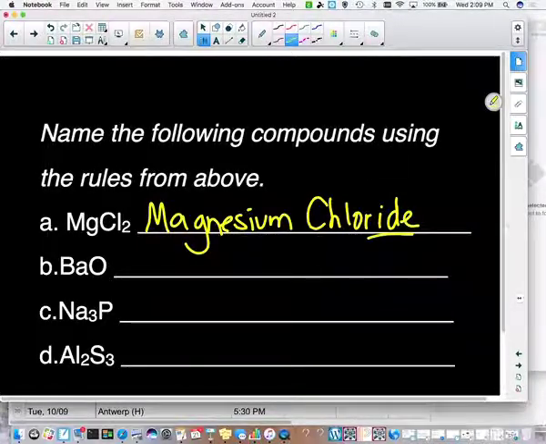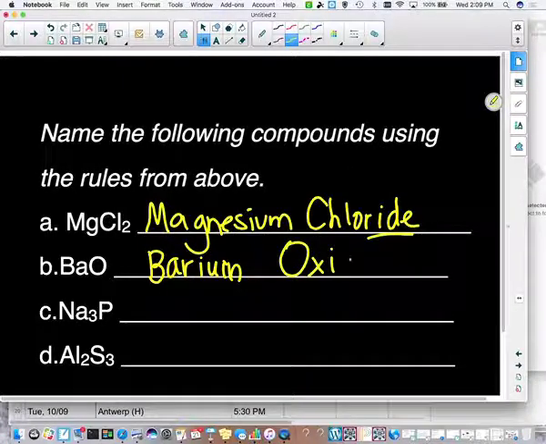Letter B. Ba, what's it stand for? Barium. So we keep it the same. O stands for oxygen. It's the second element, so I say oxide. Oxide. All right, try C and D. So again, remember the first element, we keep the name. The second element, we're going to change the ending to an IDE. And this is strictly ionic bonds. We're going to do covalent bonds later on.